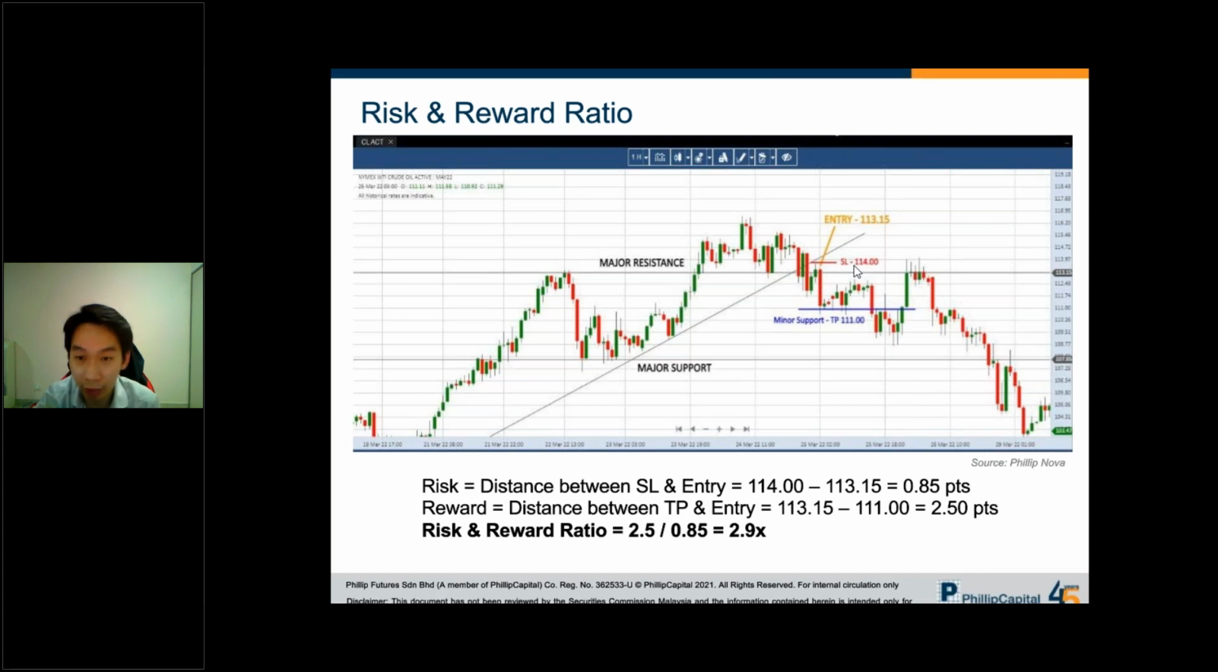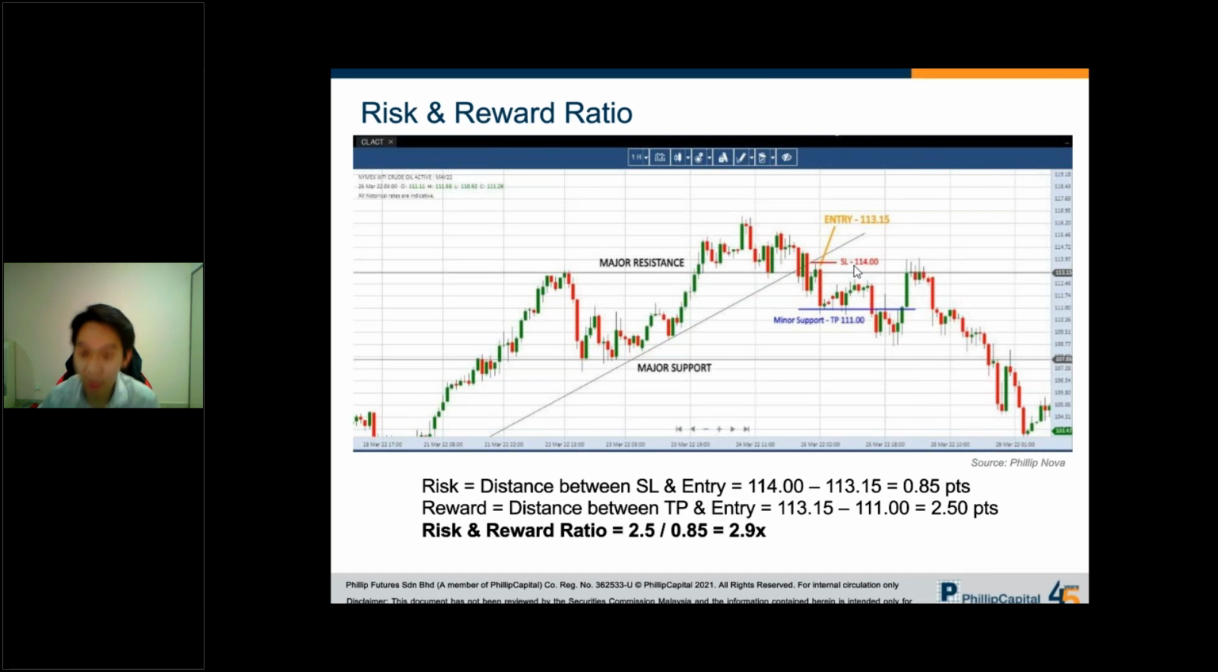Then how are we going to calculate our risk and reward? First, you need to calculate what your risk is, so how many points is your risk. The definition of risk is the distance between the stop loss and the entry point. So we take 114, your stop loss, minus your entry point 113.15, so it's 0.85 points. Then your reward is the distance between your entry point 113.15 and your take profit 111.00, so we have 2.5 points.